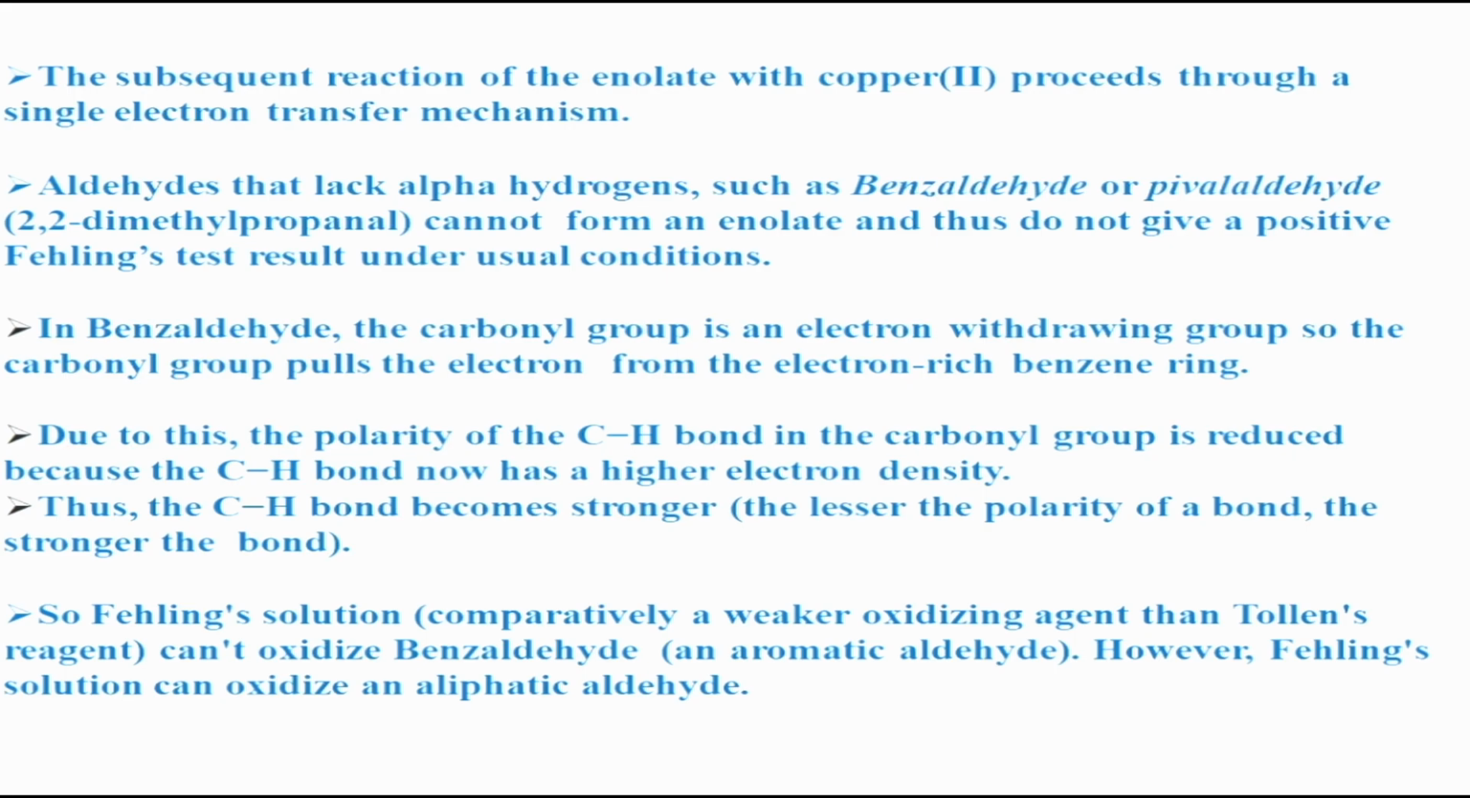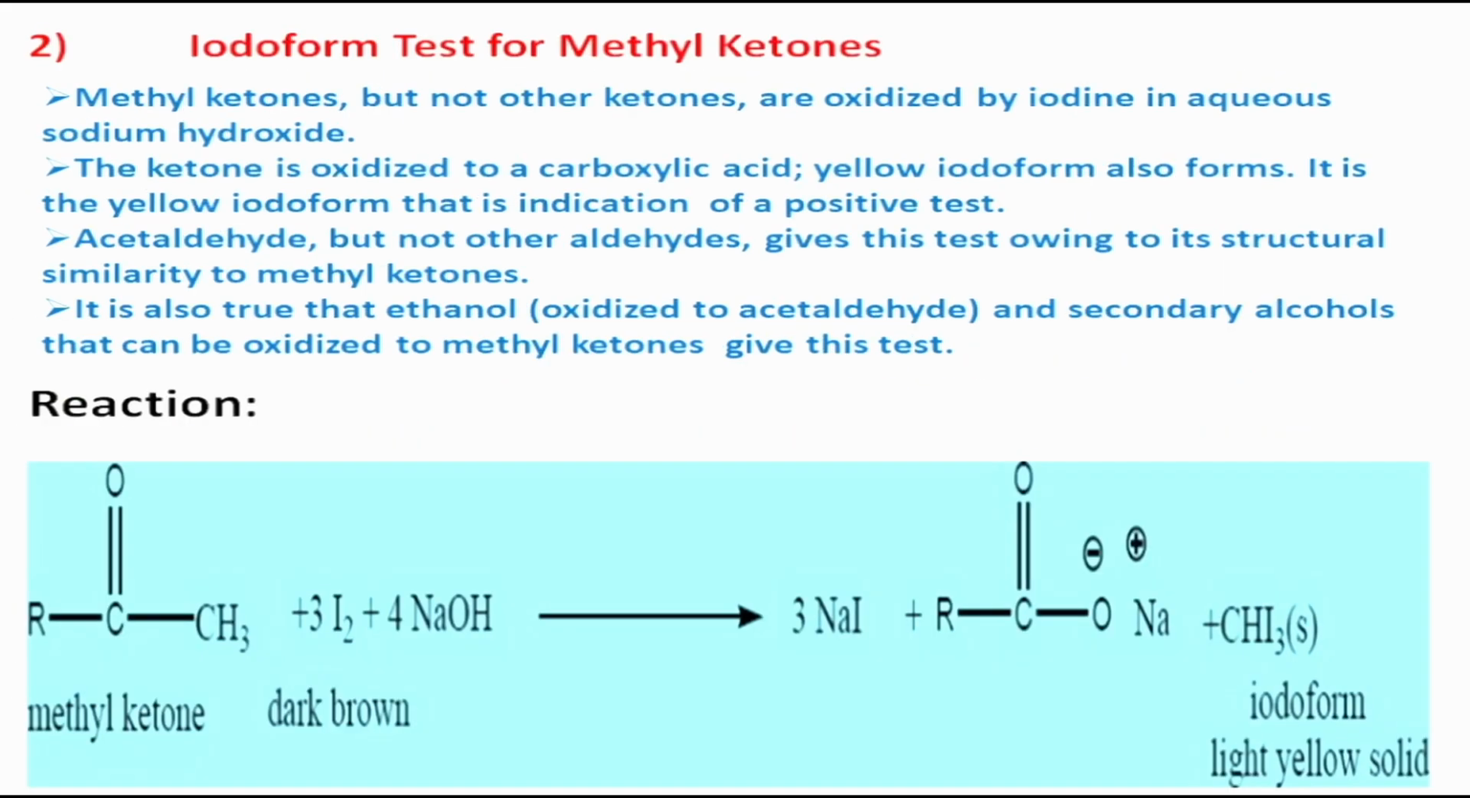So to distinguish between aromatic and aliphatic aldehydes, the Fehling test is very important. The second test, which is used to identify ketones in a mixture, is the iodoform test for methyl ketones. Any carbonyl compound which has a methyl group will undergo this iodoform test.